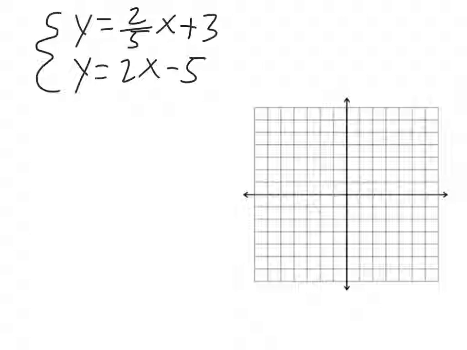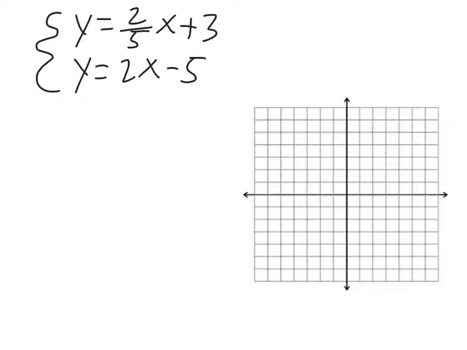Let's get started. Alright, so here's our system of equations. Like I said, we have two equations, and to solve the system of equations, we need to know when x and y are the same in both equations. Essentially, in their graph, when do they intersect? There are actually three ways to solve a system of equations. They're known as graphing, substitution, and elimination. Today we're going to talk about graphing.